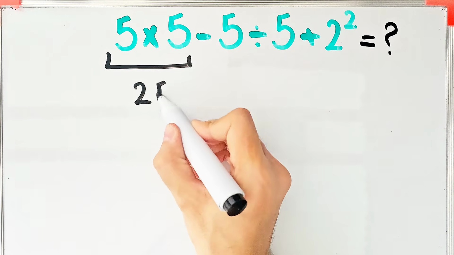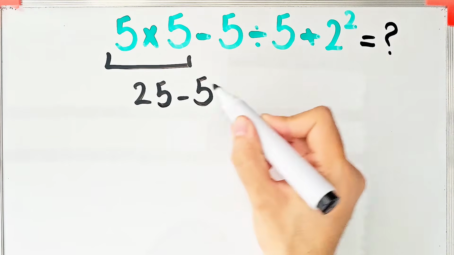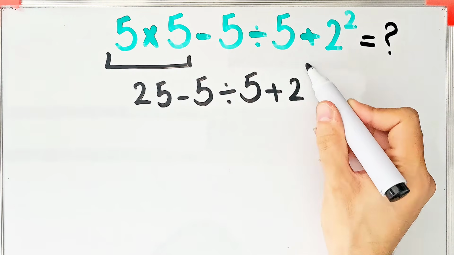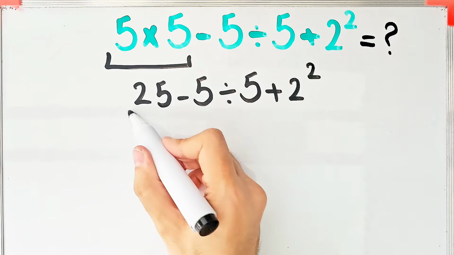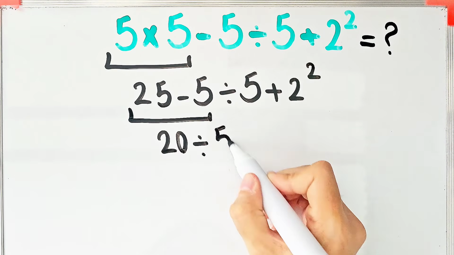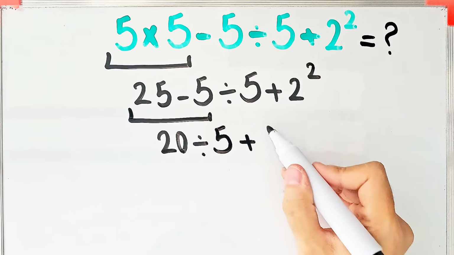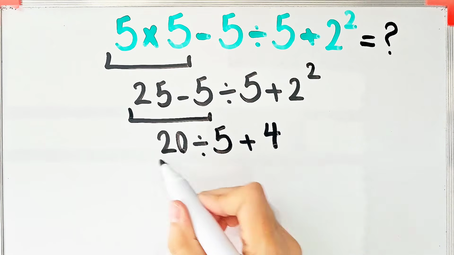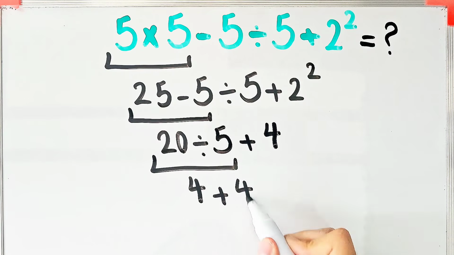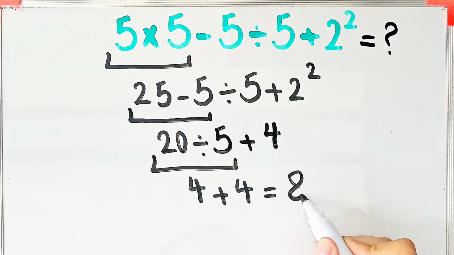5 times 5 equals 25. 25 minus 5 divided by 5 then plus 2 to the power of 2. 25 minus 5 equals 20. 20 divided by 5 then plus 4. 20 divided by 5 equals 4. And 4 plus 4 equals 8. But this answer is definitely wrong.